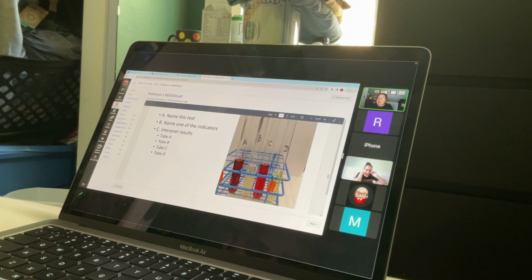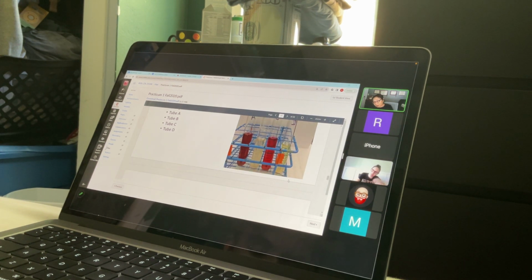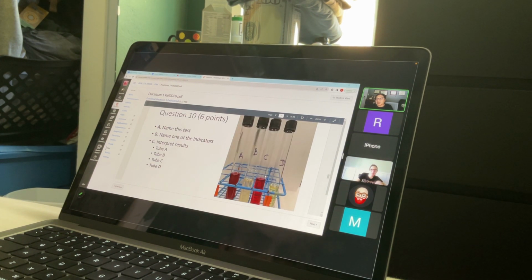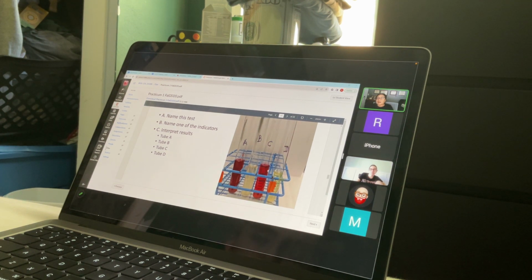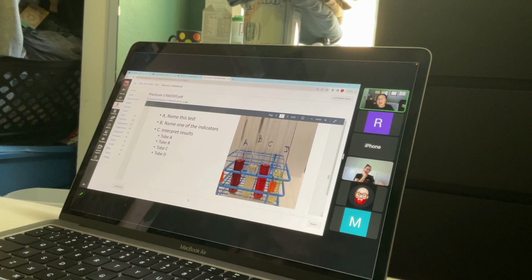And then tubes C and D, you don't see any powder. If you look underneath, there's no powder either. That means zinc was not added. But they add two other indicators. All of these have three indicators. Let me backtrack. Tube A, tube B, and tube C had indicator added. Tube D did not.